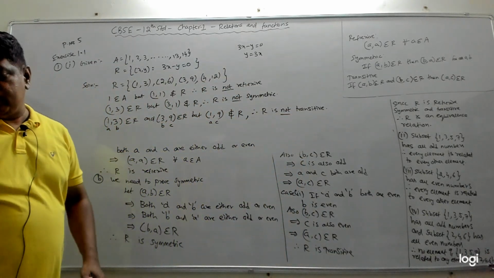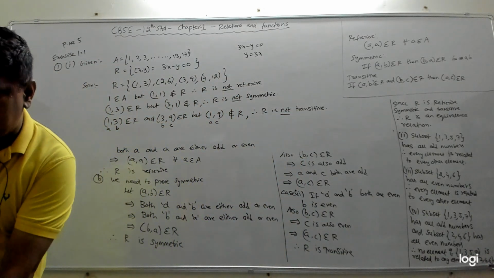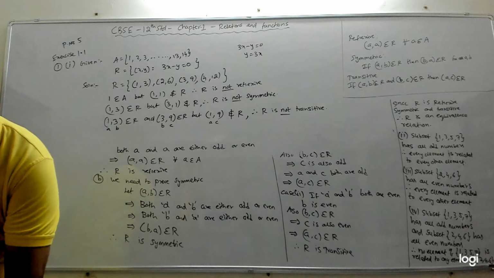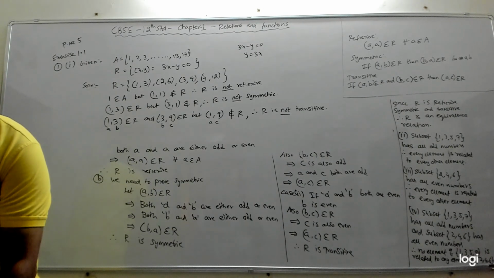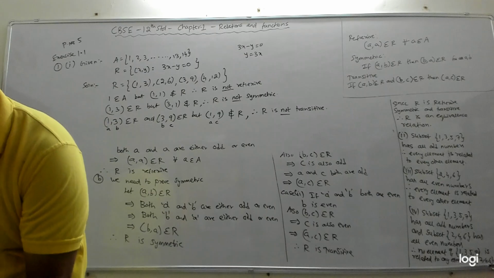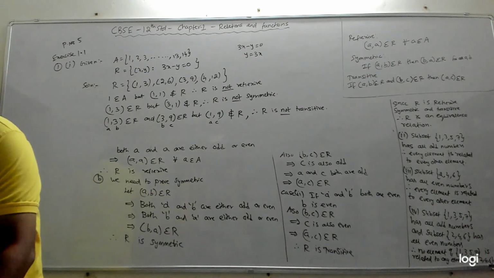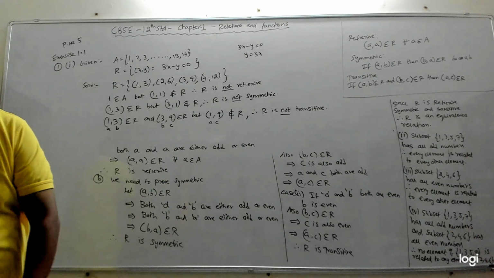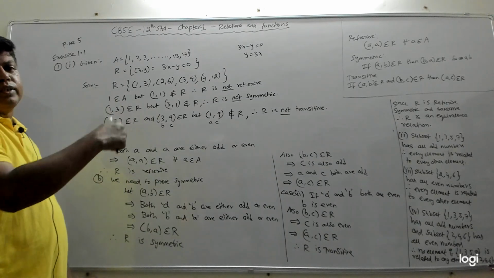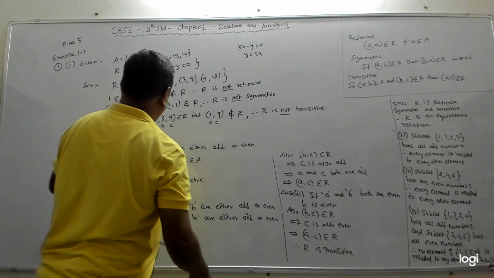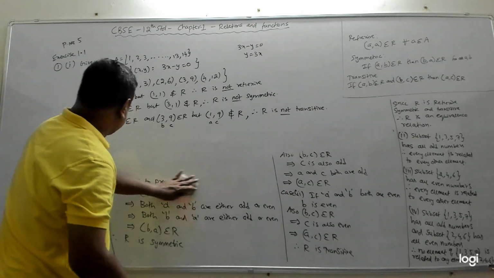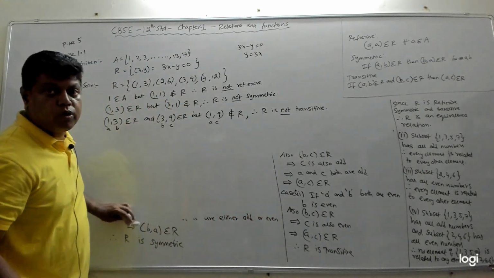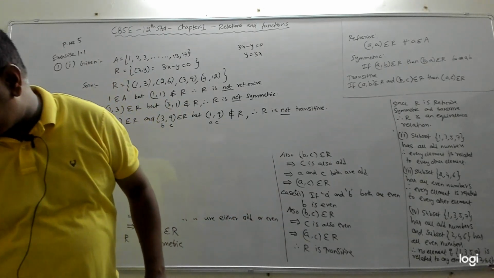So here, in this case, it is none, which means it is not reflexive, not symmetric, and not transitive. So all the three fail here. So now next one. Let's go to the next problem.